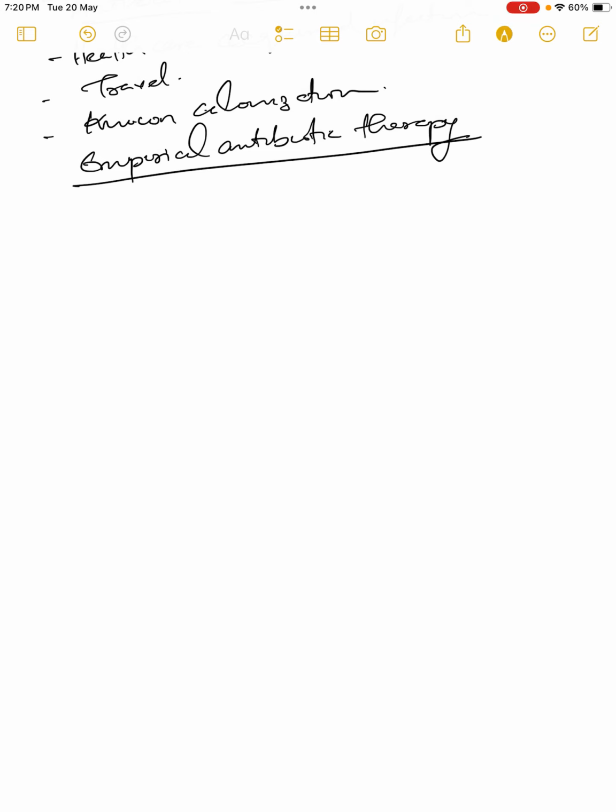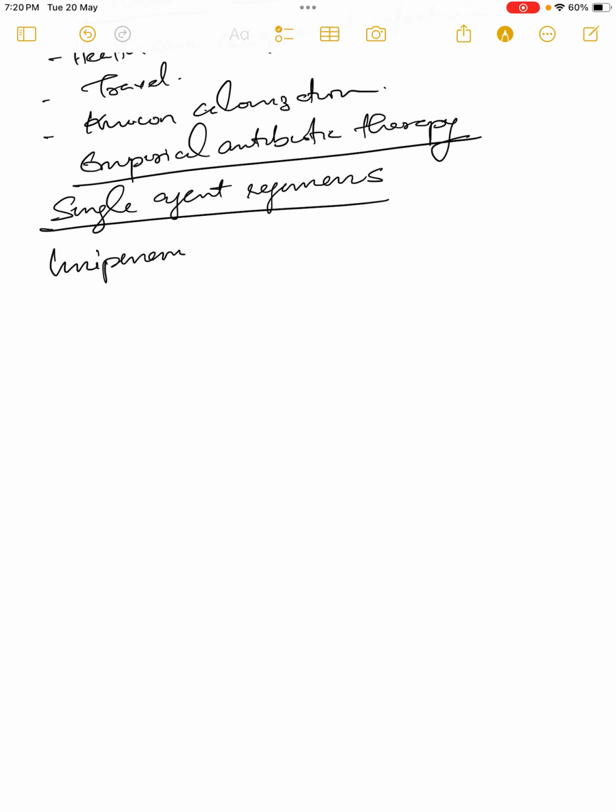So now we'll come to the empirical antibiotic therapy for intra-abdominal infections. If you are going for a single agent regimen, imipenem cilastatin has good intra-abdominal penetration. So this is used as a single agent regimen, 500 milligram IV 6th hourly can be given.